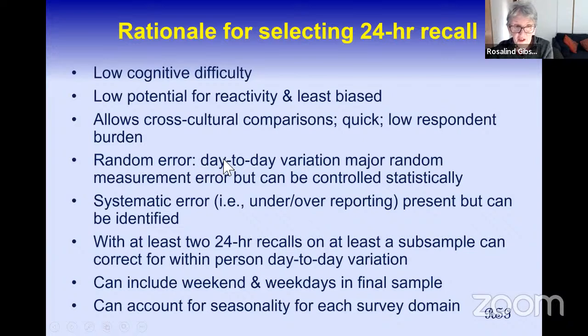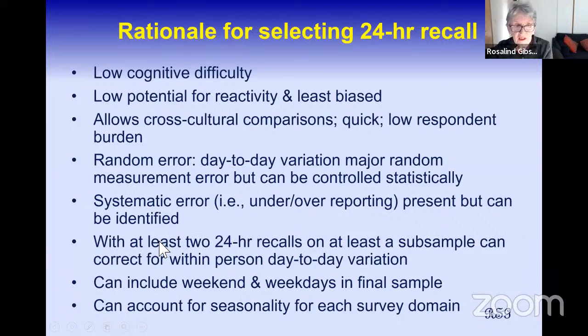This is associated with day-to-day variation, which is the major random measurement error in any dietary assessment method. But we can control the day-to-day variation statistically. It also does have systematic error. Under and over reporting is present, but we can identify the under or over reporters in our final data set.